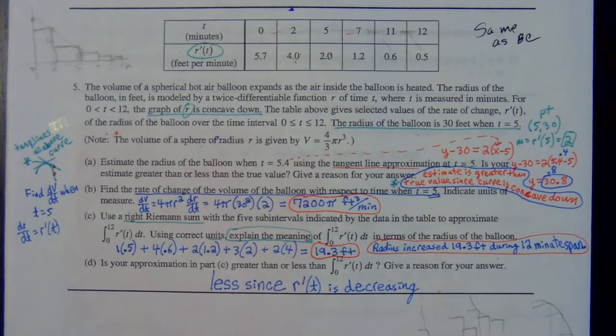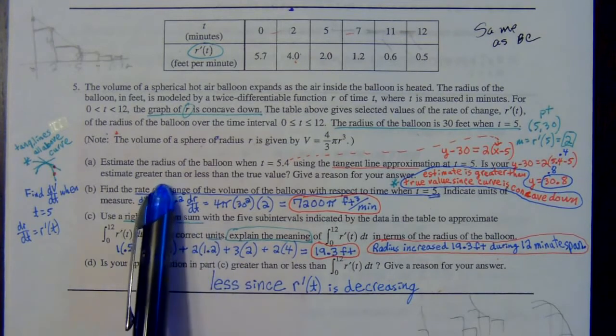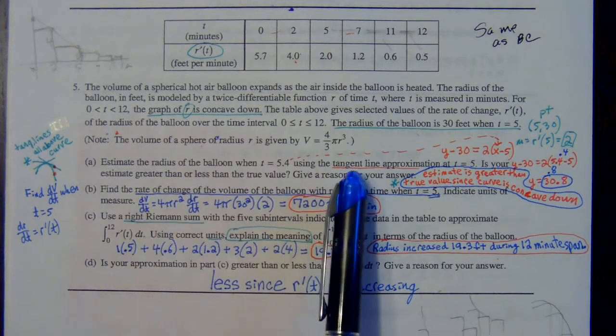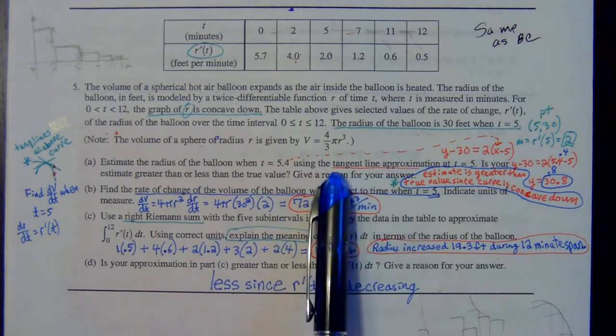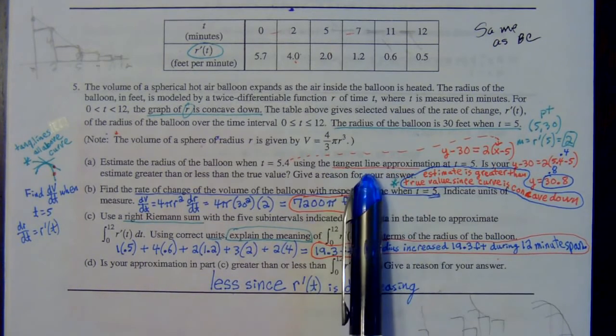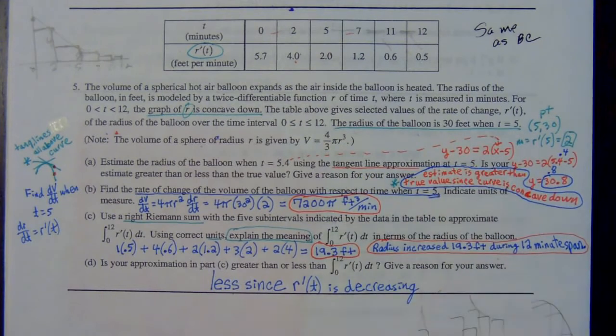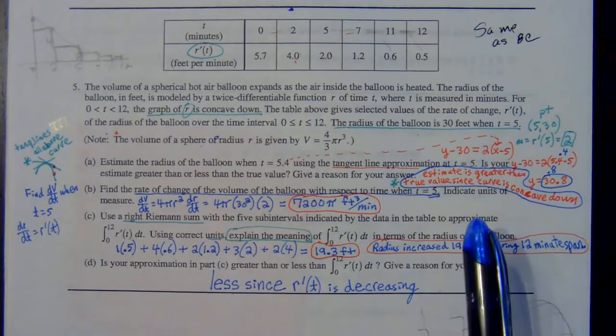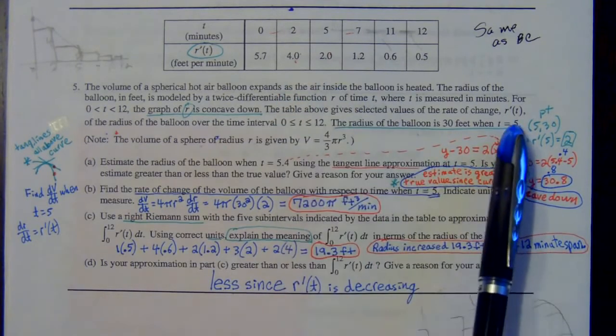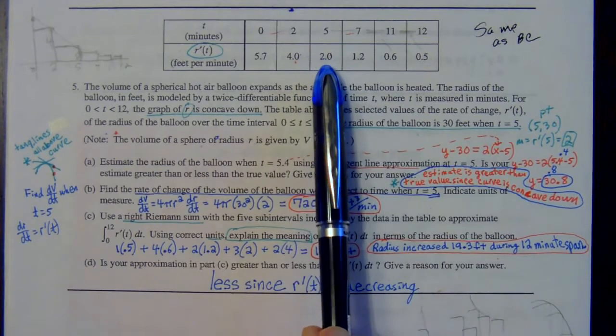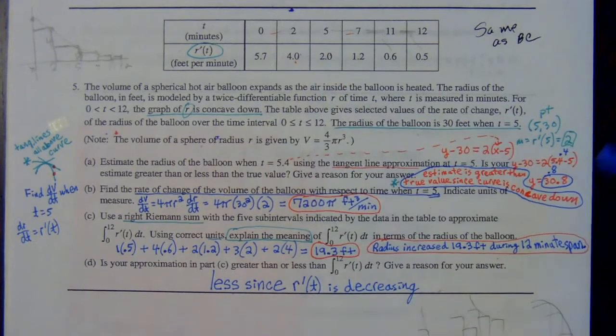All right, so let's just do one thing at a time. The key phrases are what you want to pick out on this one. It says estimate the radius of the balloon, and then it says tangent line approximation. So when I see that, that tells me I'm about to find the equation of a tangent line. Like we said, when T is 5, the radius is 30, so there's a point. And if you want the slope, that's your derivative. So the slope at T equals 5, the derivative is equal to 2, so my slope is equal to 2.